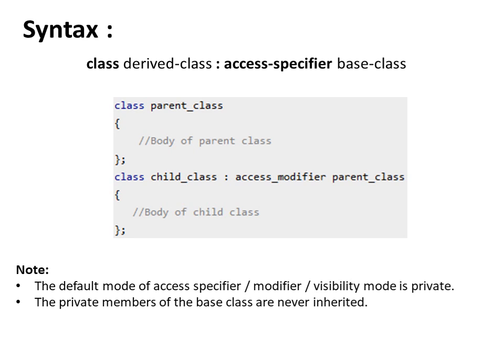Here comes the syntax for inheritance. First, the keyword class is given, followed by the name of the derived class and a colon. Then the type of access specifier is mentioned. It can be public, private or protected. This is followed by the name of the base class. It is important to note here that if the access specifier is not used or stated, then it is considered to be private by default. The private members of the base class are never inherited.